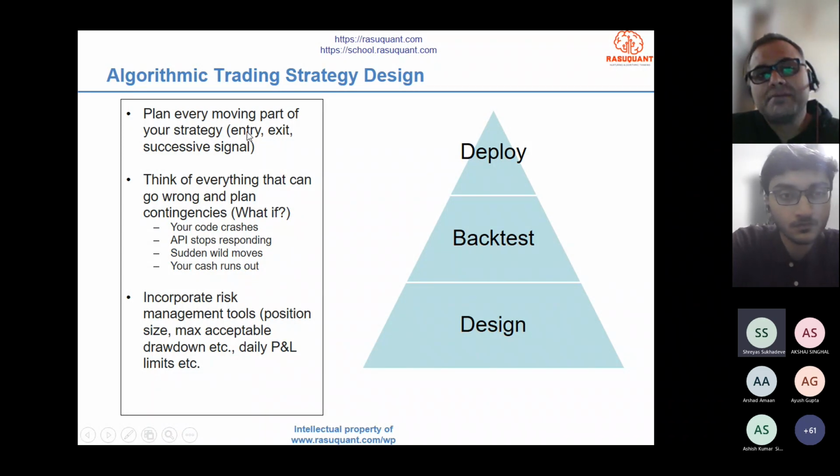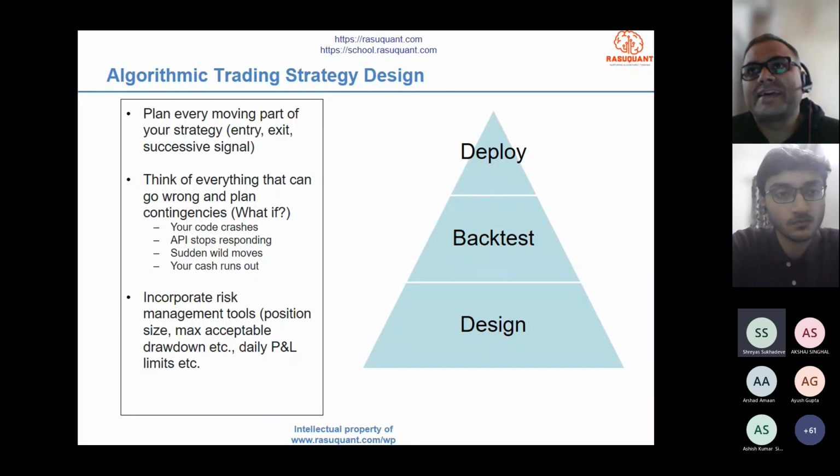So this design part is very important. You plan every single moving part of your strategy. When are you going to enter? When will you exit? What happens if you get a signal? So for example, if your algorithm is telling you to buy Infosys, and your algorithm actually bought Infosys, what if your algorithm tells you again to buy Infosys? Are you going to double down or are you going to stop? So things like that. A lot of my students have suffered because they did not give consideration to every single moving part of the strategy. So that is why I insist that whenever you're trying to develop a strategy, think of everything.